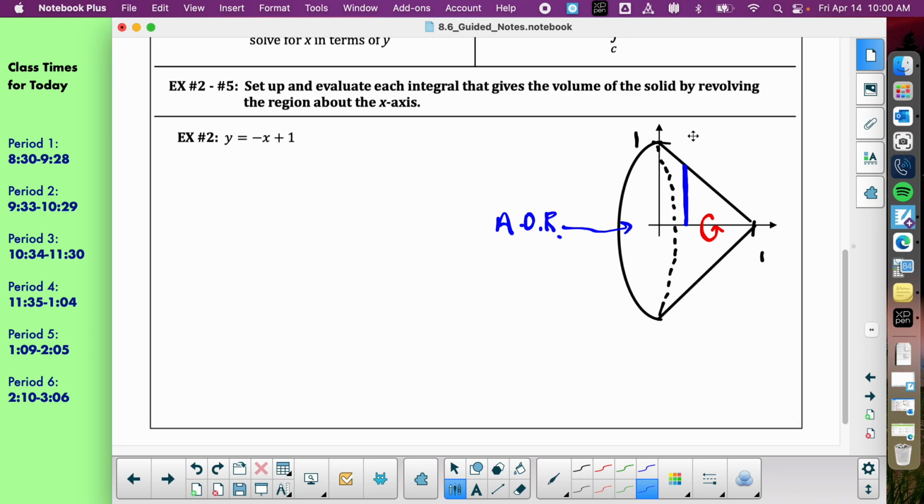What's the length of this radius? And I can help guide you if you want. Wouldn't it just be negative x plus 1? Perfect. So the bottom is at a height of 0. The top is at a height of negative x plus 1. So that is going to be the length of the radius.